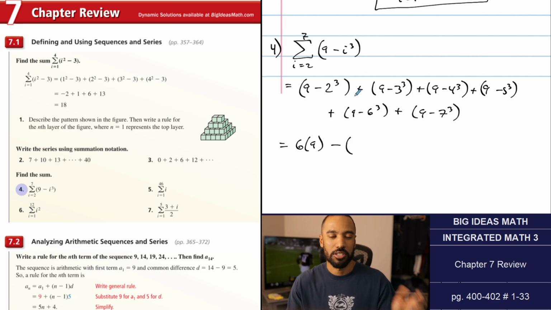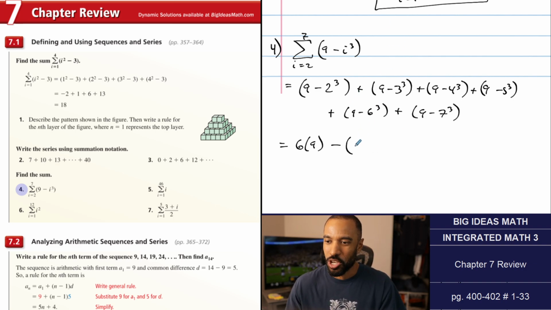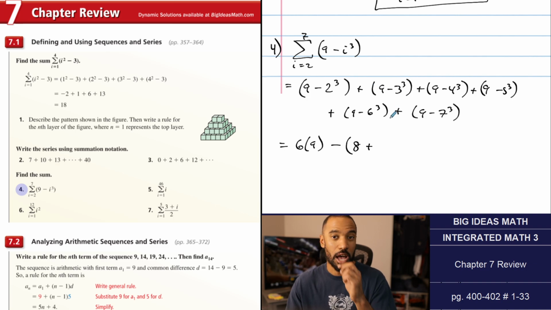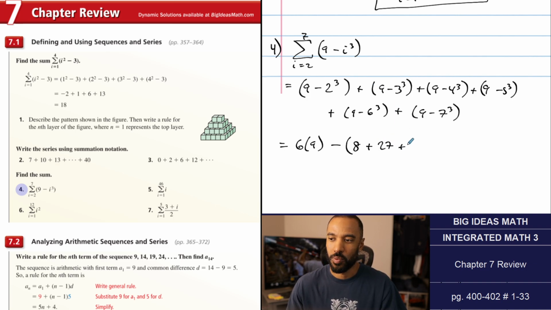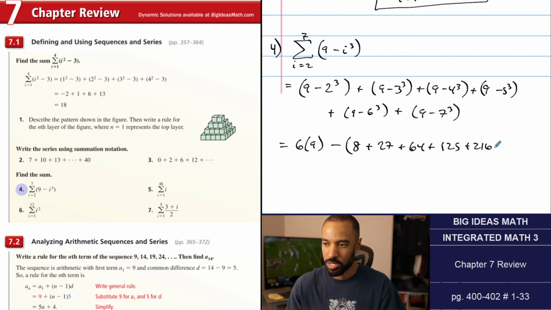2 cubed, because I'm trying it without a calculator here. So I have 8 plus, remember, all these are subtracted. We're adding the negative, so we're subtracting the sum of all these. 8 plus 27 plus 64 plus 125 plus 216 plus 343.